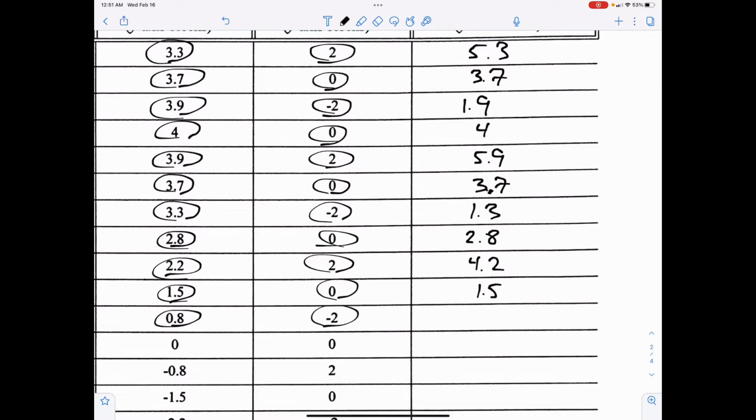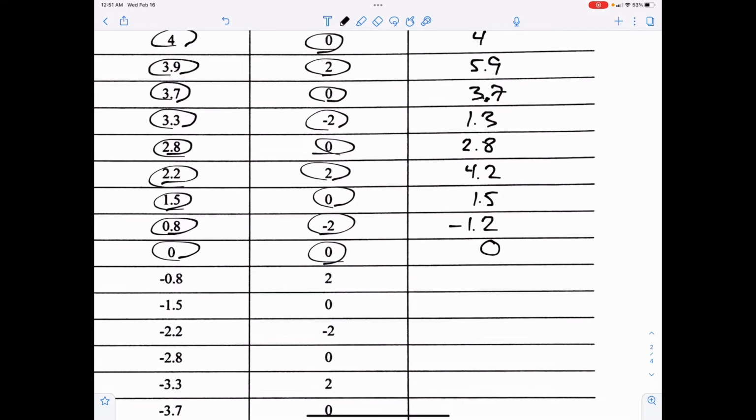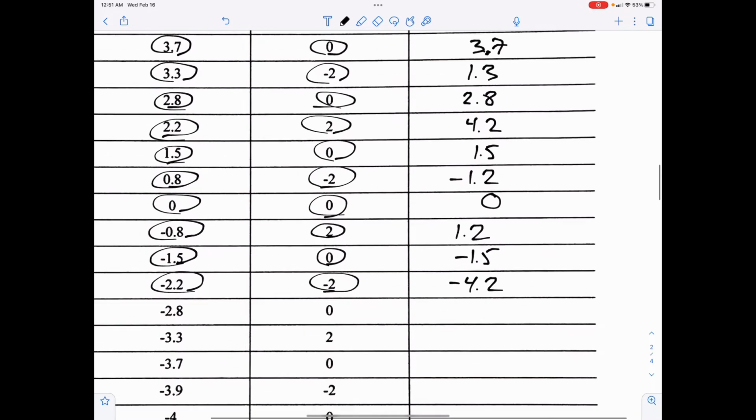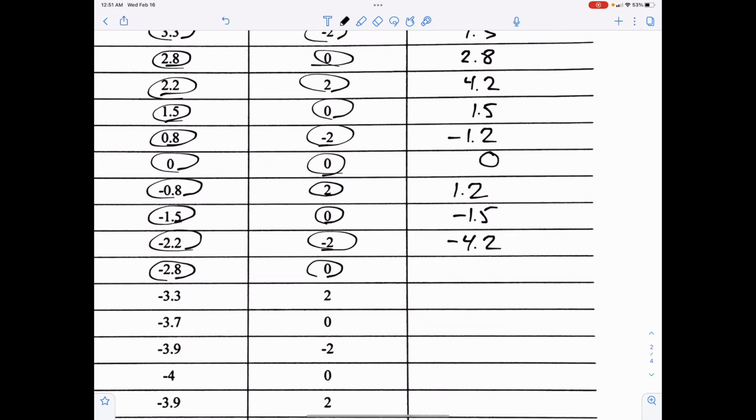0.8 minus 2 is negative 1.2. 0 plus 0 is 0. Negative 0.8 plus 2 is going to be 1.2. Negative 1.5 plus 0 is negative 1.5. Negative 2.2 minus 2, or plus a negative 2, is negative 4.2. Negative 2.8 plus 0 is negative 2.8.